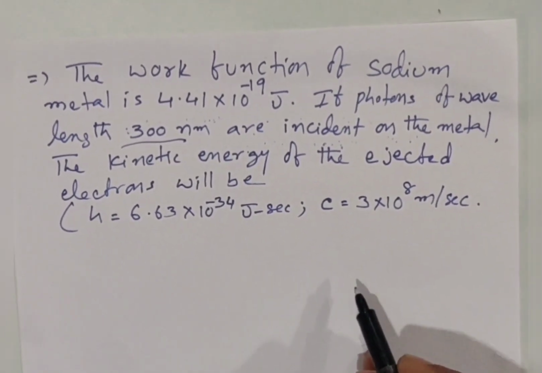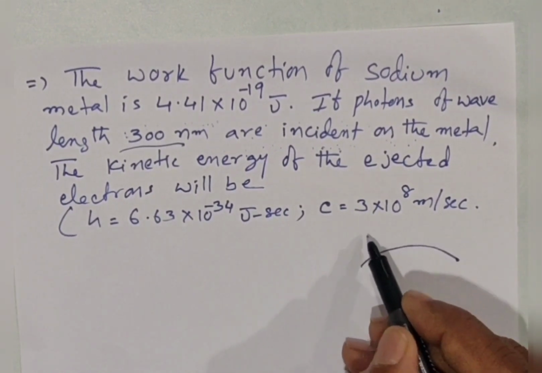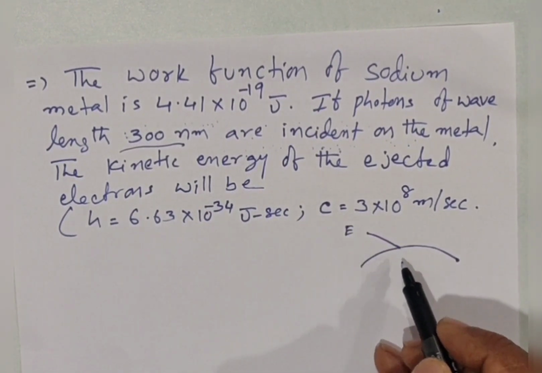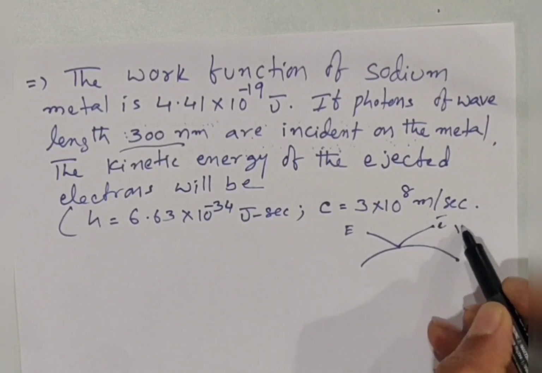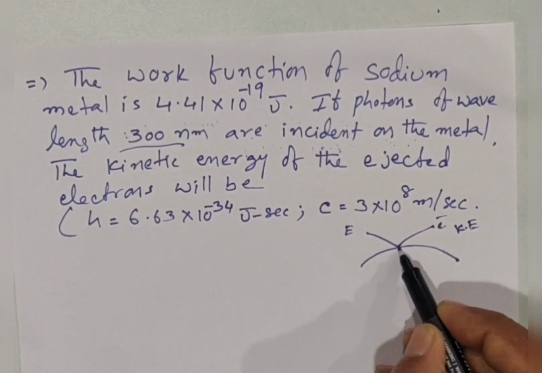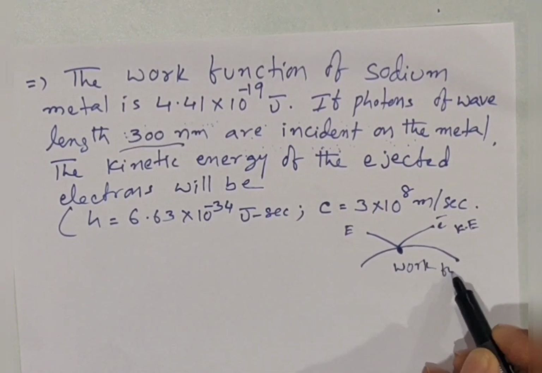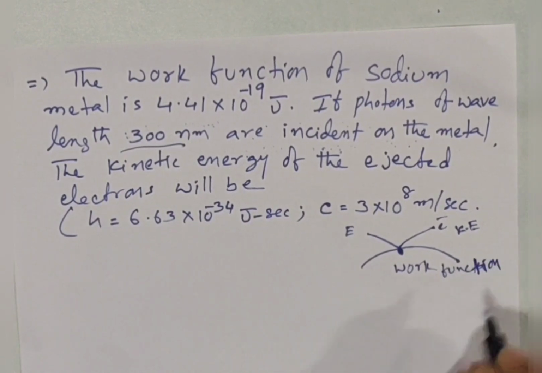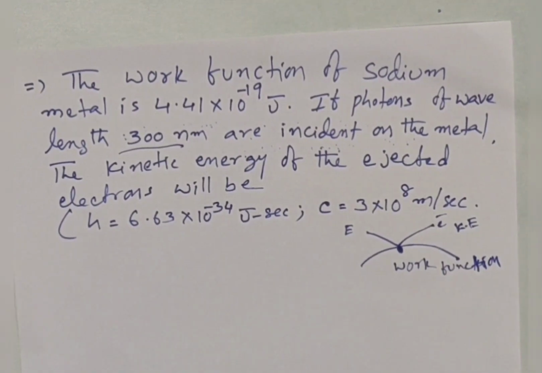Now when light falls on the metal surface, the ejection takes place, right? Means suitable energy, suitable light or suitable frequency falls on the metal surface, the ejection of electron takes place. Then it is kinetic energy. And here the energy is work function. So this energy is divided in two parts, work function and kinetic energy.